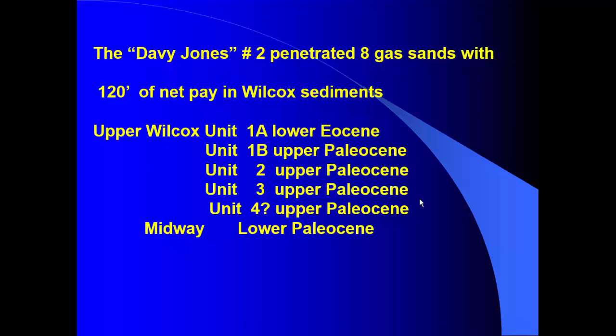The first one had 200 feet of net pay. In this one, they have 120 feet of net pay in Wilcox sediments. And these are the units 1A, 1B, 2, 3. 4 may or may not have been recognized. And finally down here into the Midway.